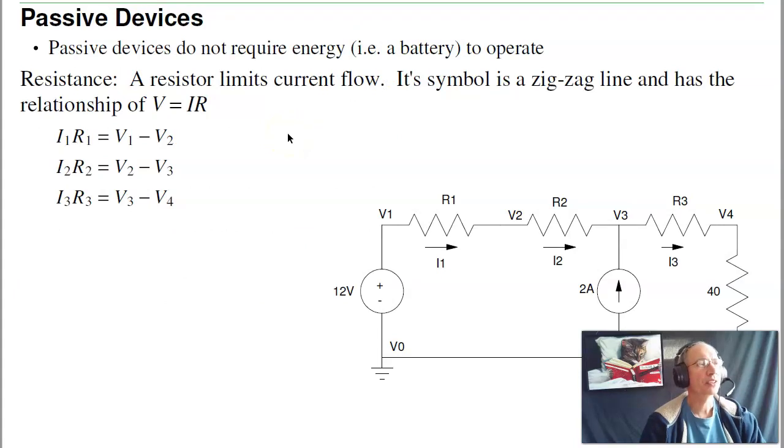And there's also passive and active devices. A passive device is something that doesn't need energy, i.e. a battery to operate. For example, resistors are passive devices. A resistor limits the current flow. Its symbol is a zigzag line, and the fundamental equation is V equals IR. So in this circuit, the voltage V1 minus V2 is I1 times R1. This voltage, V2 minus V3, is I2 times R2, and so on.